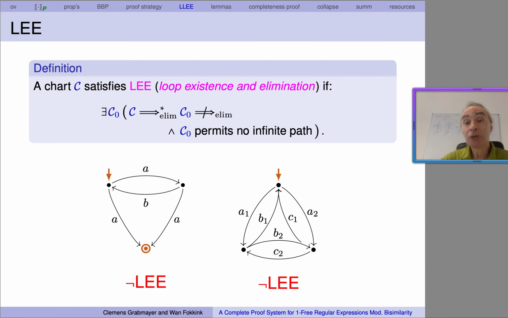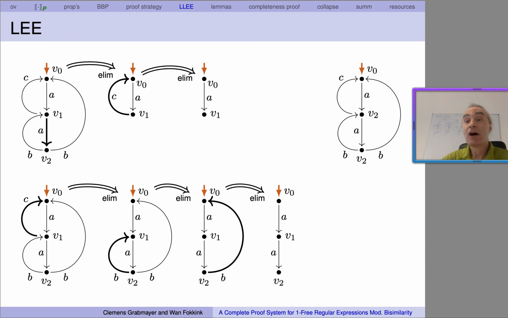So the two non-expressible charts do not satisfy this property because they do not contain loop subcharts, but they permit infinite paths. However, the chart that we have just studied on this last slide has the property LEE, because we have already found two ways of loop subchart elimination procedure runs that lead to charts without infinite paths.